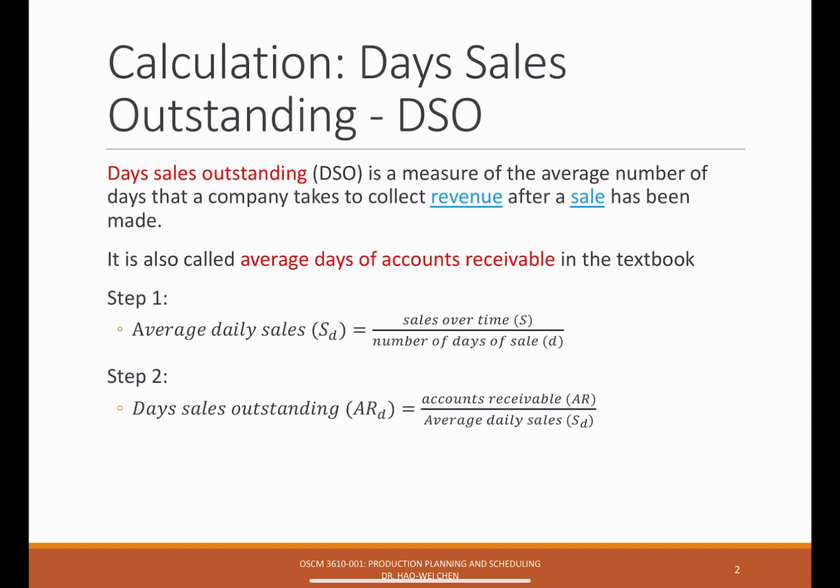So the first step you want to do is to calculate the average daily sales. The formulation is the sales over time divided by the number of days of sale. Once you figure that out, we want to calculate the days sales outstanding. Then you just find the total accounts receivable divided by the average daily sales. That will give you the answer.